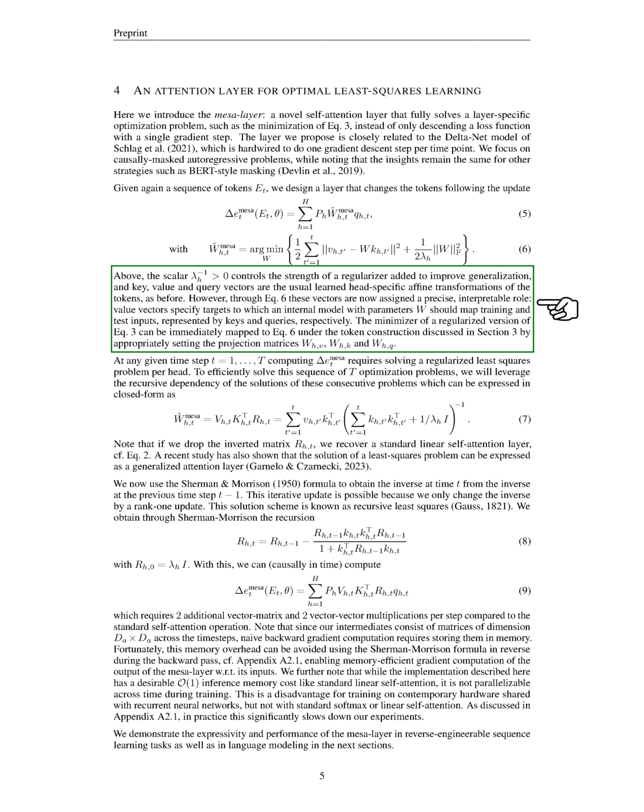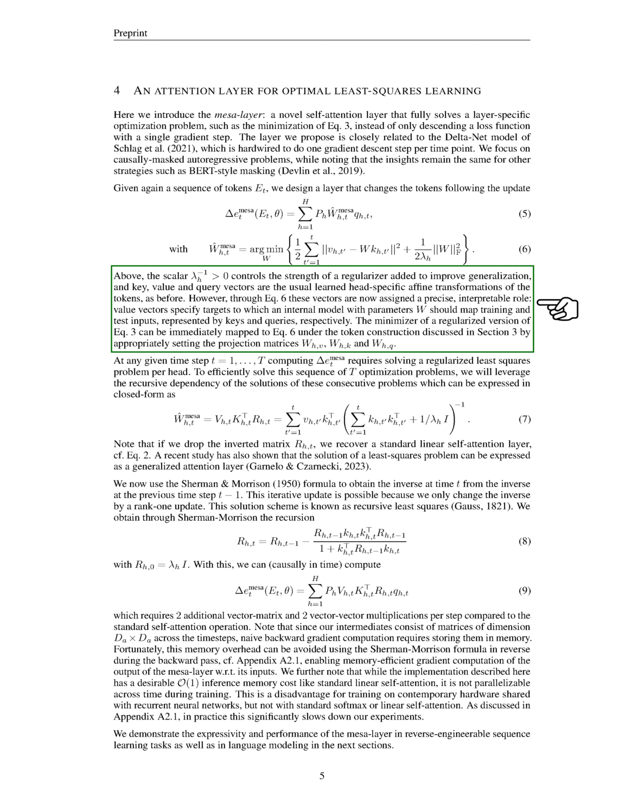The mesa-optimizer weight minimizes a regularized sum of the squared differences between value vectors and the product of the weight and key vectors, plus a regularized sum of the squared Frobenius norm of the weight. The value vectors specify targets to which an internal model with parameters should map training and test inputs, represented by keys and queries, respectively. The minimizer of a regularized version of the objective can be immediately mapped to the update under the token construction discussed in the previous section by appropriately setting the projection matrices.